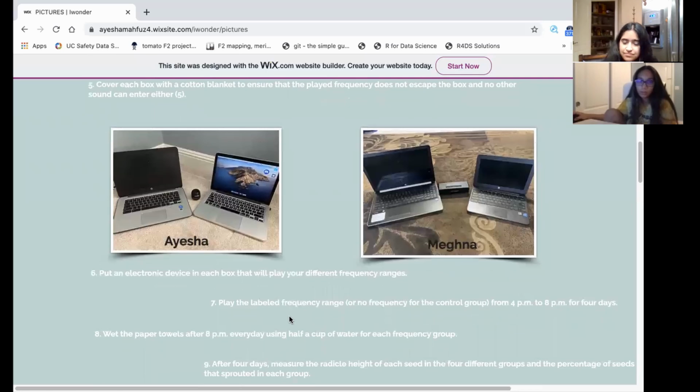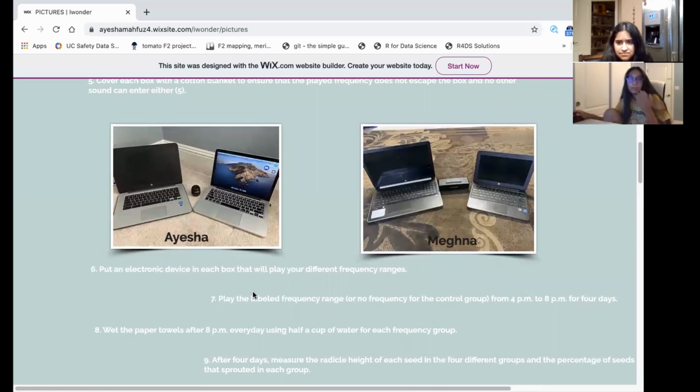And so we wet the paper towels also after 8 p.m. every day. So we played the frequencies from 4 to 8 p.m. and then we wet them after 8 p.m. because the napkins needed to stay wet in order for the seeds to germinate.